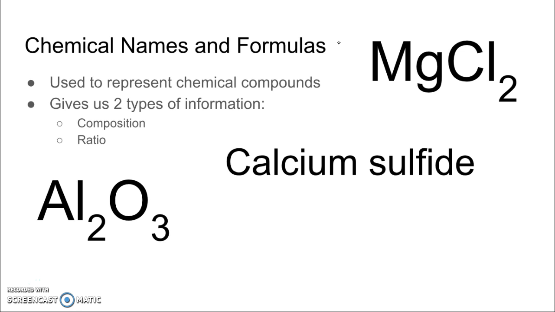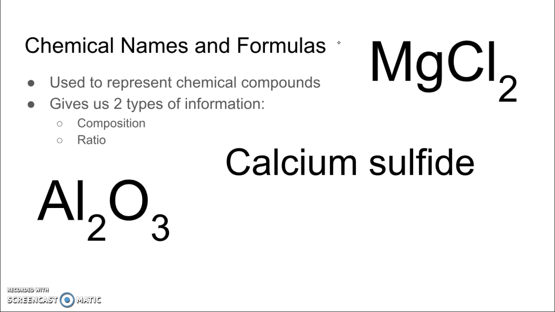Now the ratio is not as specific or as out there as these other examples. When we write the formula, we have these subscripts that indicate how many there are, but when we have the name, we can actually figure it out. We just have to take a minute to solve it. So the ratio is still found in here, it's just not directly written out.